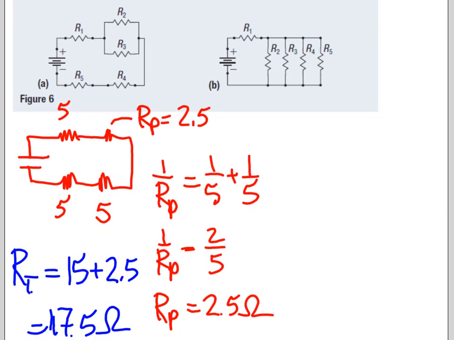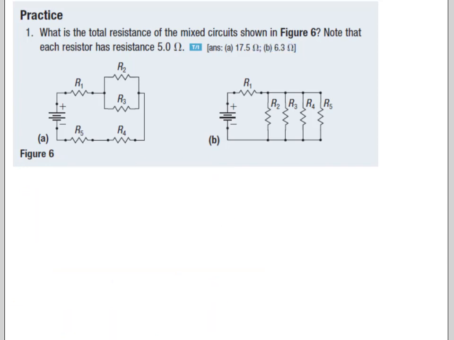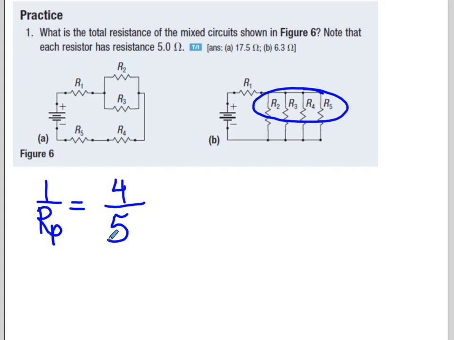All right, let's jump to the next one. Okay, I'll leave that up there for a second, and then we'll erase to double check. There's A, there's the 17.5 we got. Okay, and now let's do the next one. I'll clear the screen and do it from scratch. Okay, so now I have 4 R's in parallel that I want to deal with. Okay, so I'm going to cheat a little. That's 4 1 over 5s, or 4/5.